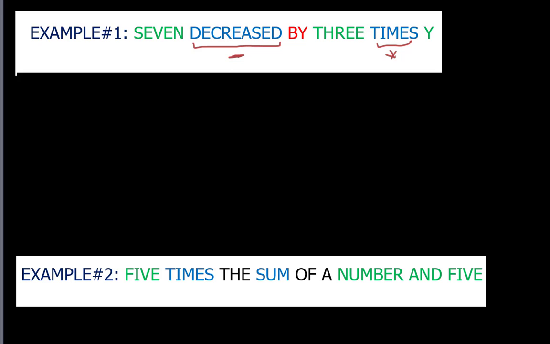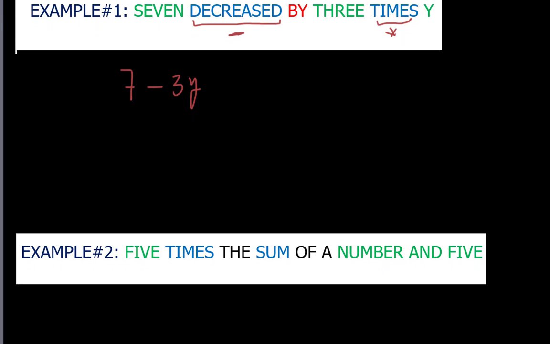So how do we translate? We will write it as 7 minus 3 times y. So always just look for the key phrase that will indicate what type of operation is involved for that expression. So in this example 1, we have 2 operations. One is a decrease, which is negative, and one is a times, which is multiply. So let's look at the next example.